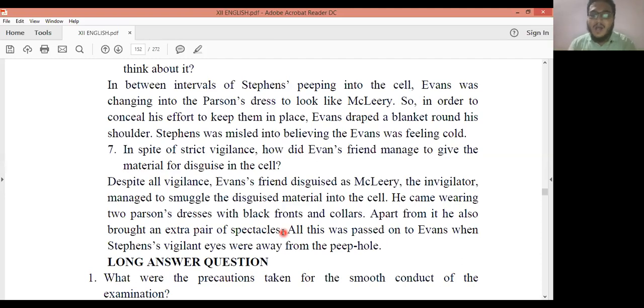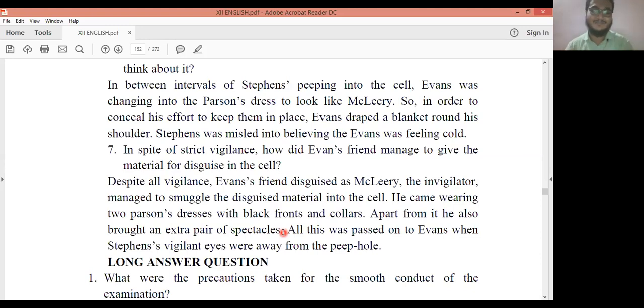All this was passed on to Ivan when Stephen's vigilant eyes were away from the peephole. When he was not looking through the peephole, during that time the extra shirt was passed to him. There was no camera at the present day. It is everywhere now, but then there was no camera. So his eyes were working like a camera, and when his eyes were not active, during that time they played the trick.